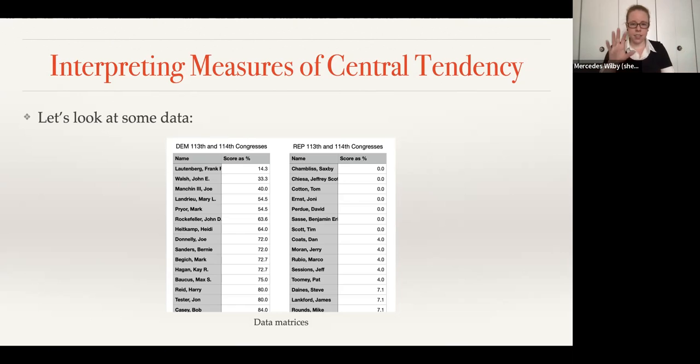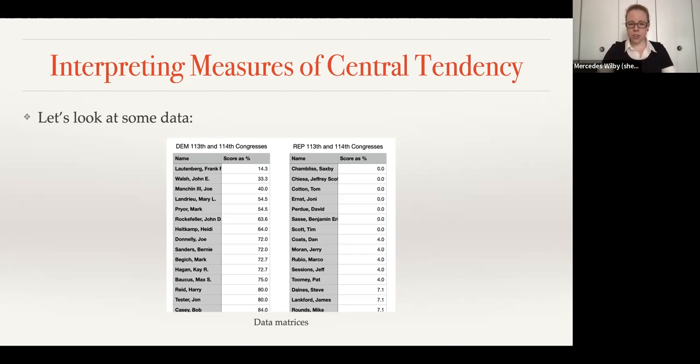This is just data matrices for Republicans and Democrats in the 113th and 114th Congresses who served in the Senate. And you might recall from class that I calculated these climate scores for them, right? It's just a percentage score where it's the number of votes where they voted what I term to be pro-climate divided by the total number of possible climate votes they could have cast.